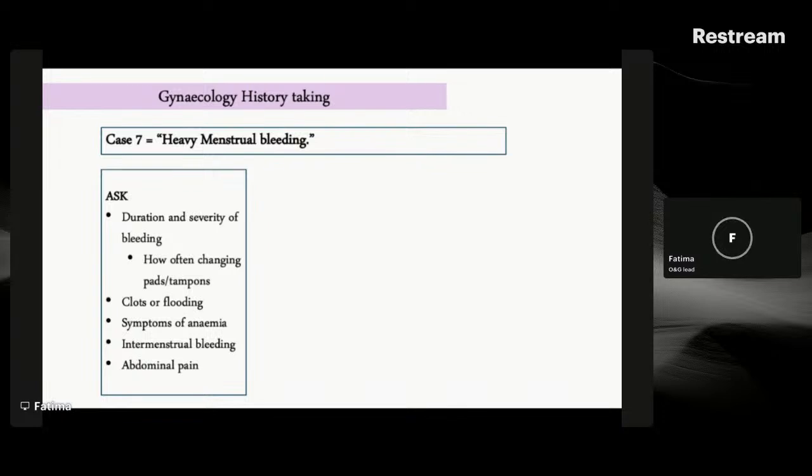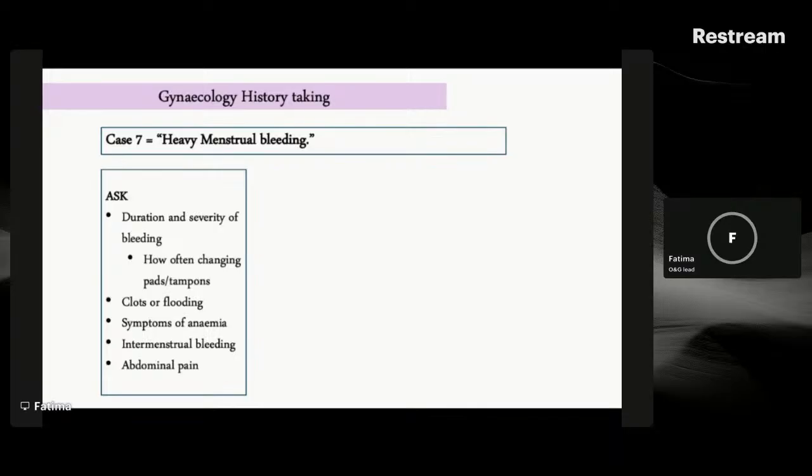Questions to ask: clarify the amount of blood and the presence of any clots or any flooding, because this helps determine the severity and the risk of anemia. How often are they changing their pads or their tampons, for example, okay? Is there any clots, any flooding? And then what about symptoms of anemia? So do they have any loss of consciousness? Are they fatigued? Any palpitations? Things like that.